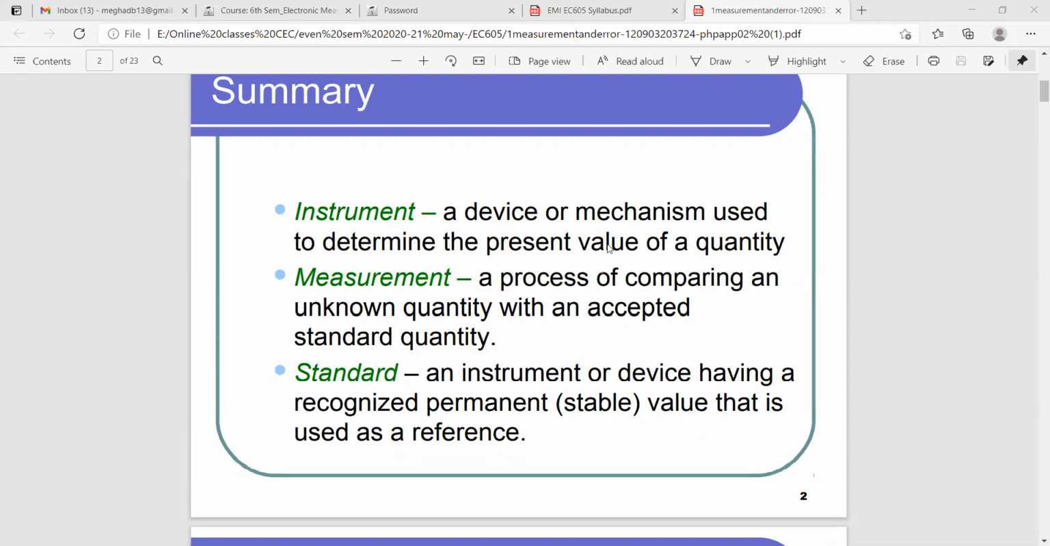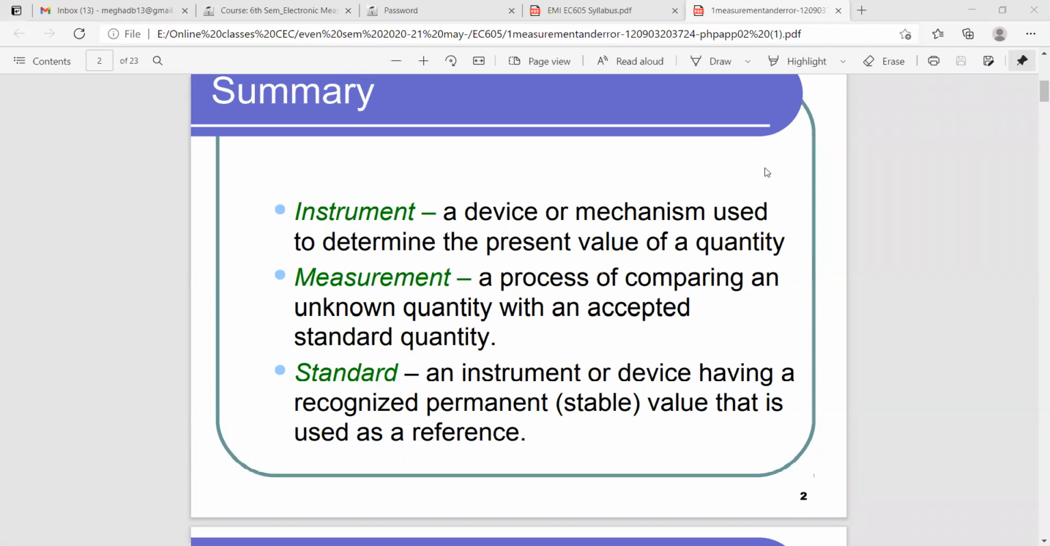Okay, so for everything we need a device, that is an instrument, that actually gives the original value of a quantity, or the present value, you can say it's more accurate. That's how much the present value of that particular quantity is. So that is instrument. Then comes measurement.